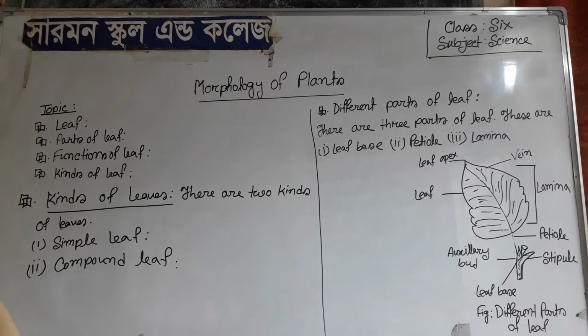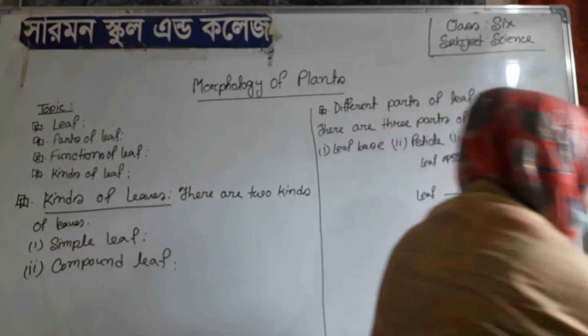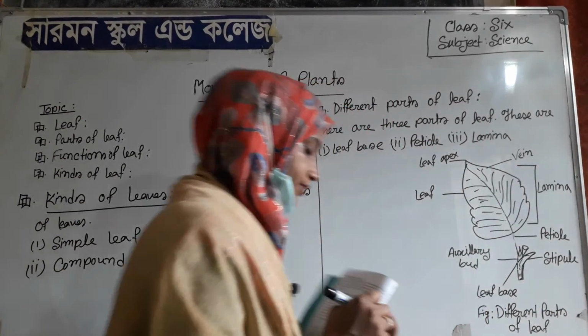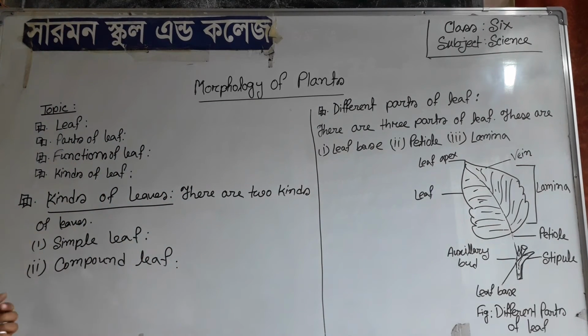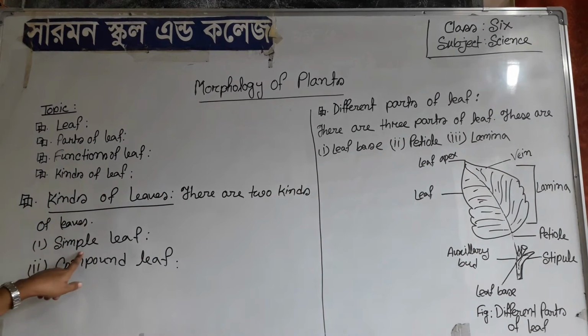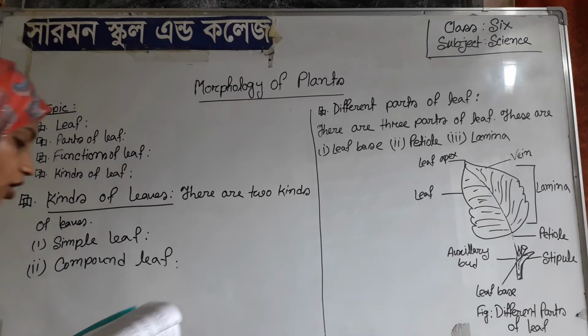There are two kinds of leaves, and these are simple leaf and compound leaf. First one is simple leaf and second one is compound leaf. Now we discuss simple leaf.